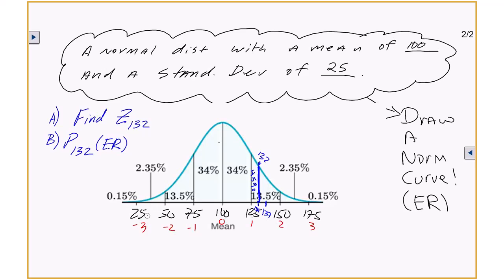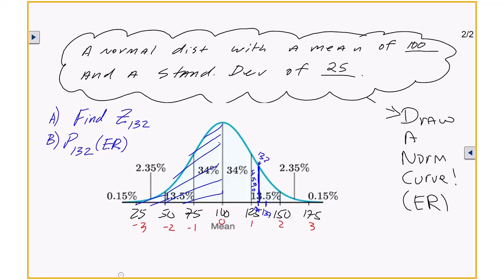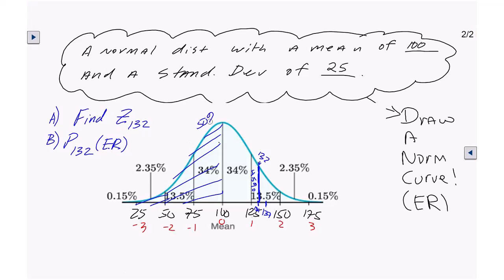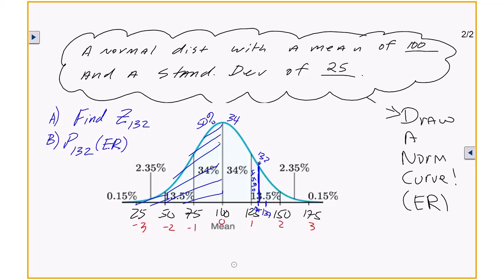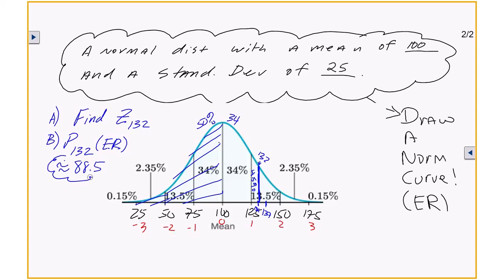Now just add up all these numbers. What's half of 100? 50%. So that's 50%. This is 34%. So that's 84%. 88.5. So I think it's probably around 88.5%. Now I'm going to put a squiggly equals: 88.5% is up to 132. Now that's not definite. That's just the empirical rule.